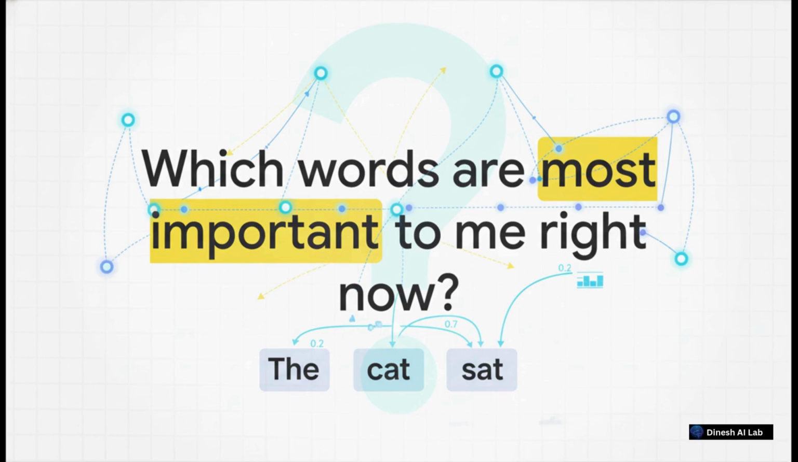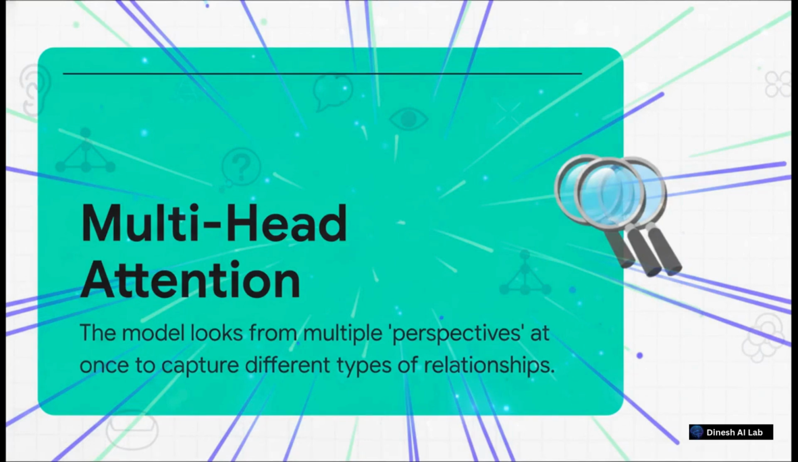The token for sat, for example, is thinking, okay, to understand what I mean here, who else in this sentence is most important to me? Is it cat or is it the? The self-attention mechanism is what does the math to figure out the answer, creating these attention scores that link words together based on how relevant they are to each other. But here's the really cool part. The model doesn't just ask this question once. It does it multiple times, all in parallel. And that's where the multi-head part comes from. You can think of it like having a panel of experts all looking at the same sentence. Each expert, or head, has its own specialty and is looking for a totally different kind of connection.